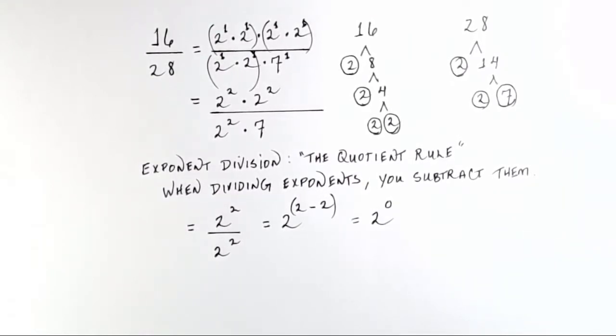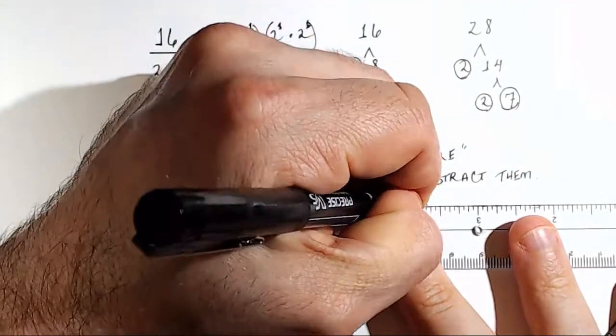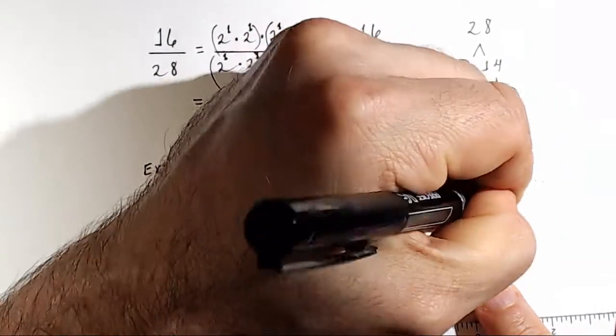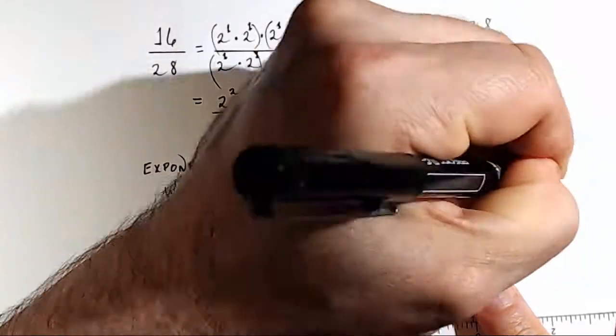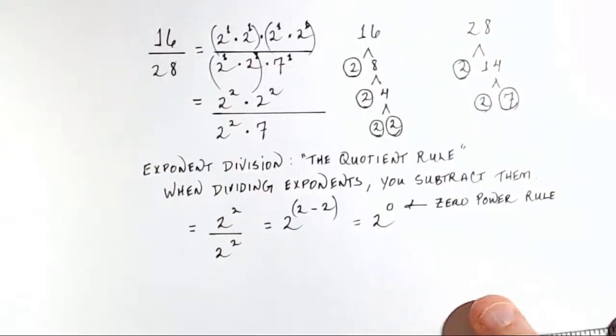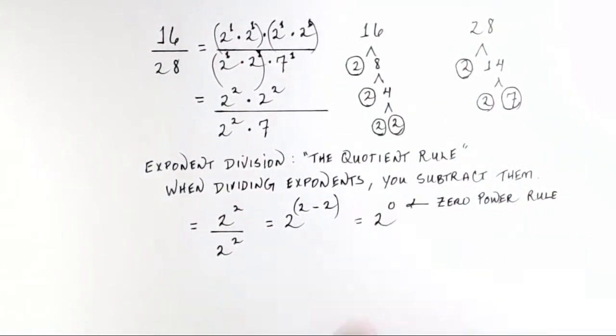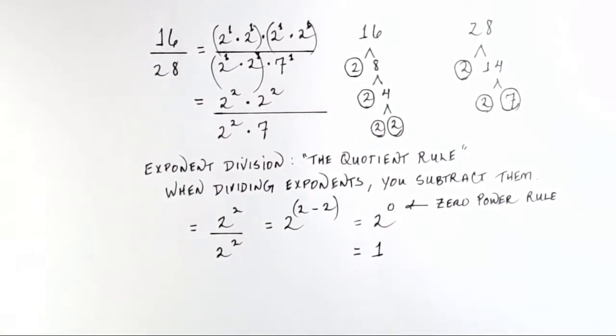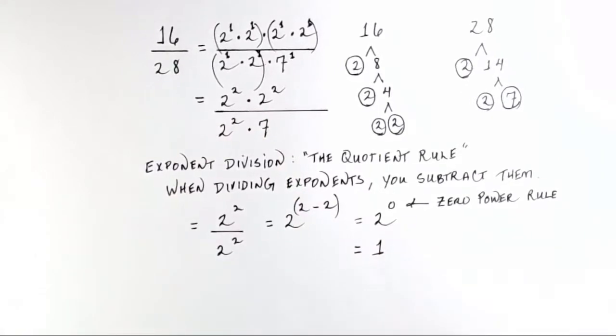There's another rule that's going to come into place right here, and this rule is called the zero power rule, or the zero exponent rule sometimes. Okay, so when you have a base raised to the power of 0, the number evaluates to 1. Okay, that means that a billion raised to the power of 0 is 1, a trillion raised to the power of 0 is 1, and 2 raised to the power of 0 is 1. Okay, so now that we have the quotient rule and the zero exponent rule in our toolkit, let's go back to our original problem.